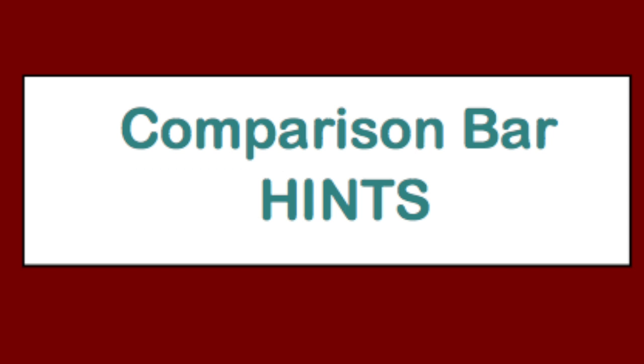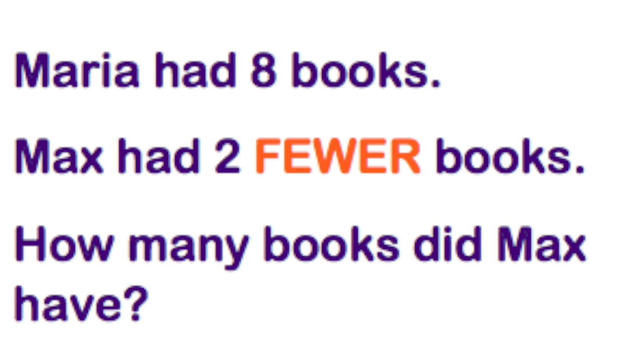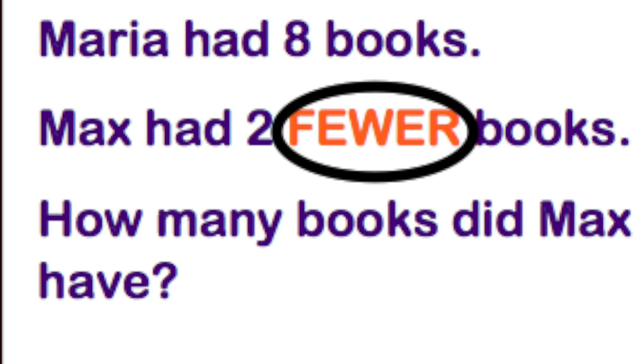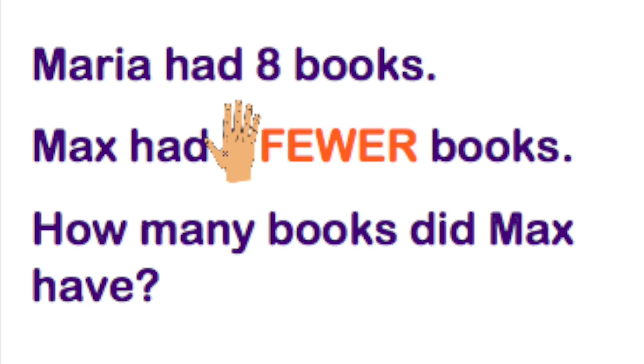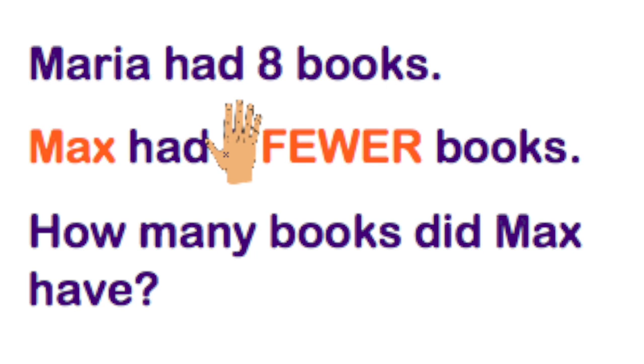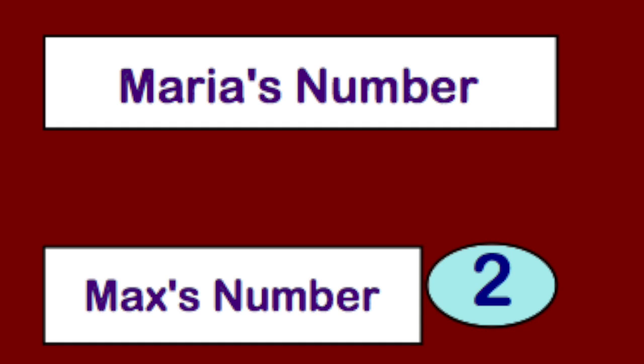Just a few hints to help get your comparison bar set up correctly. The numeral next to the word fewer or more is usually the number that goes into the oval. If you cover up the numeral that is next to the word fewer or more and read the sentence, it will tell you who has more and who has fewer, therefore helping you to figure out which number goes into the larger box and which one goes into the smaller box.